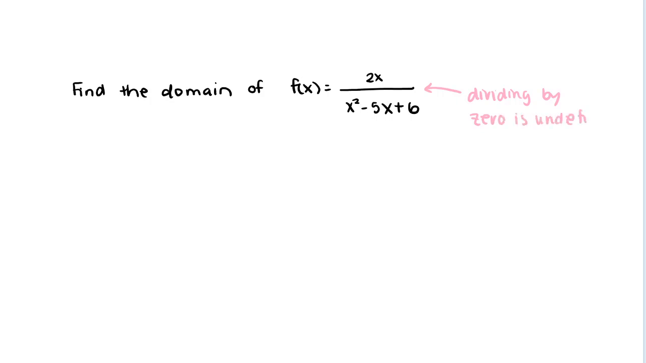is undefined, and so any input that leads to division by 0 is not something I can really input into this function and get a reasonable output out of it. Such an input will not be included in the domain. And so we want to look for when our denominator produces 0, right? Because that'll lead to division by 0.